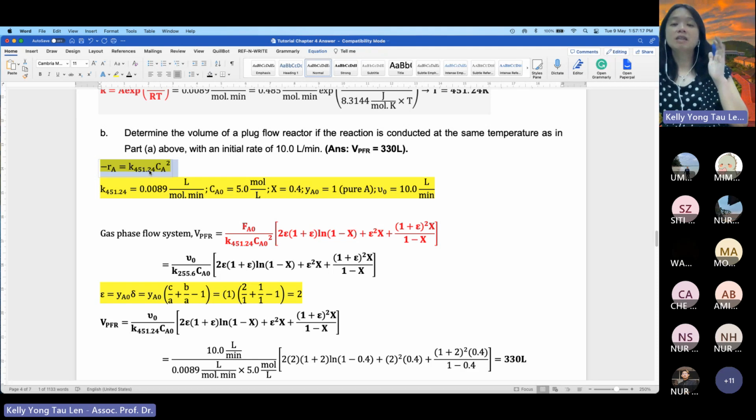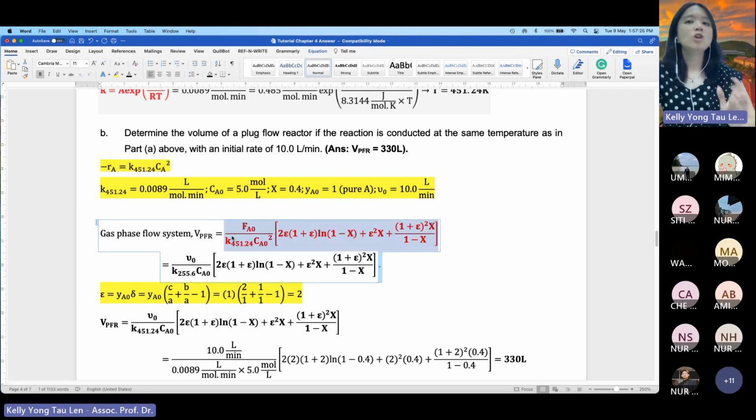You find the equation that fulfill all these three. Equation dia equation yang paling panjang daripada semua yang kamu belajar, which is this equation in rate. Volume PFR sama dengan FA0 per K CA0 square. Yang belakang yang panjang itulah. Okay. Again, this question is provided to you. Kamu tak payah bimbang. Right.